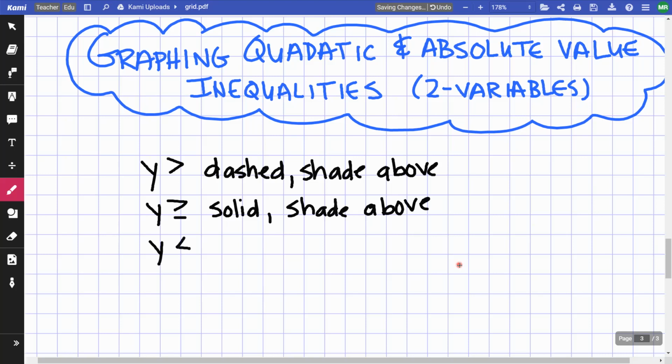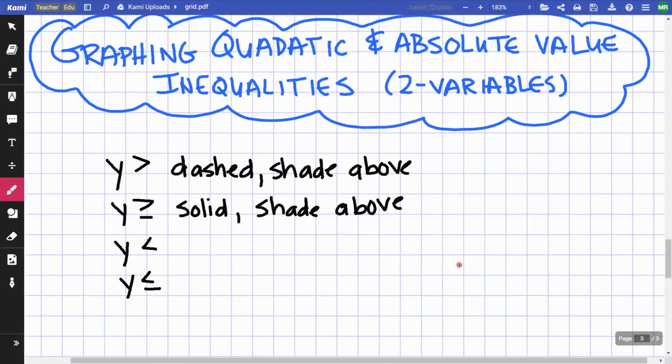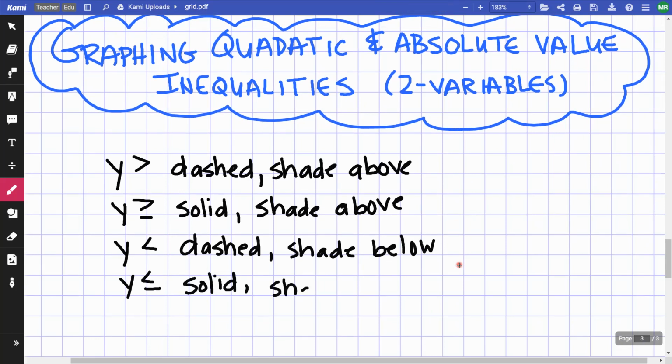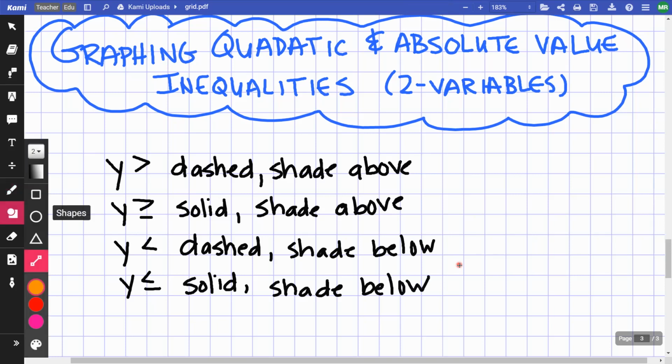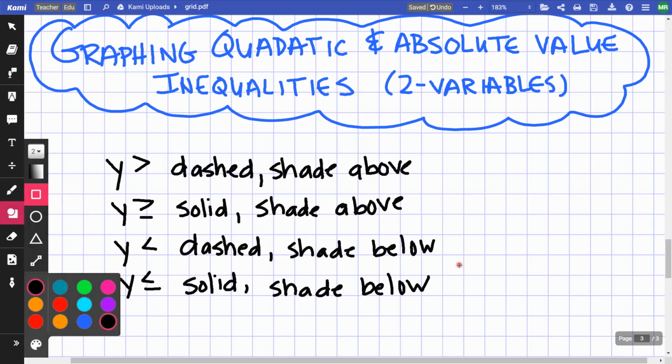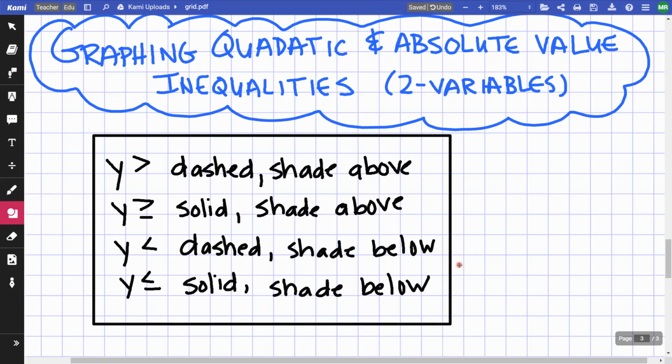Now, if I have Y is less than or Y is less than or equal to, what's going to happen for this is, again, the Y less than is going to be dashed. The Y less than or equal to is going to be solid. But both of them, whether it's less or less than or equal to, you're going to shade below. Shade below your graph. Okay, you're going to shade below.